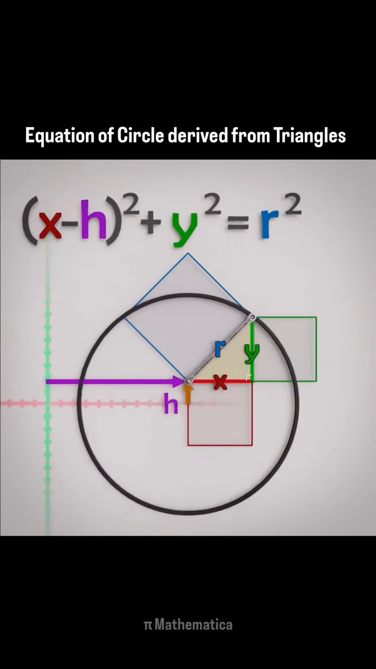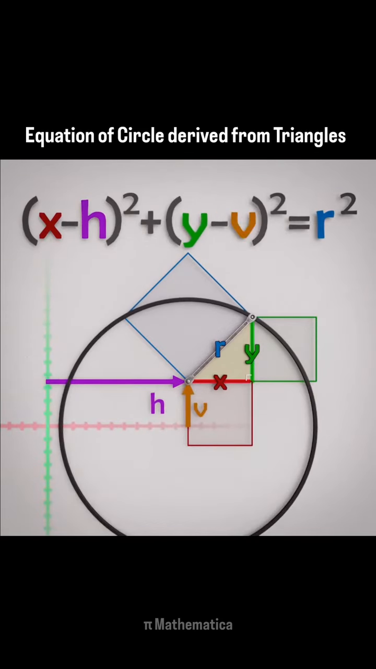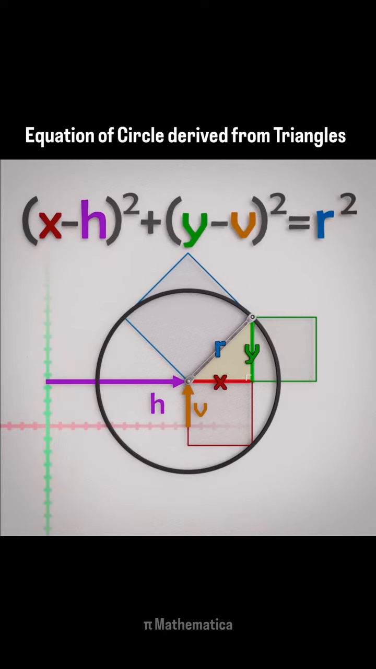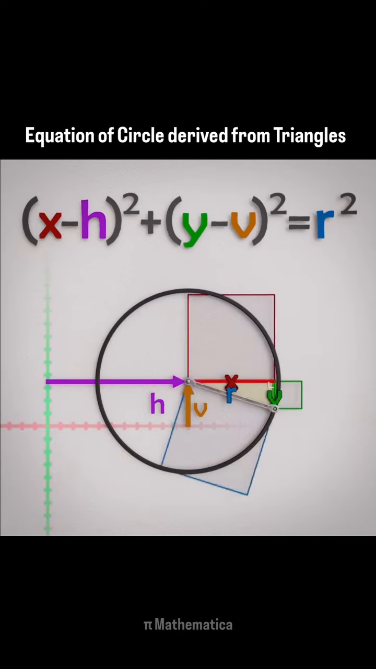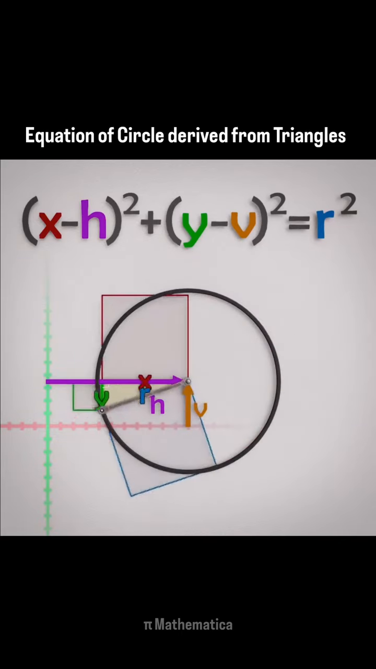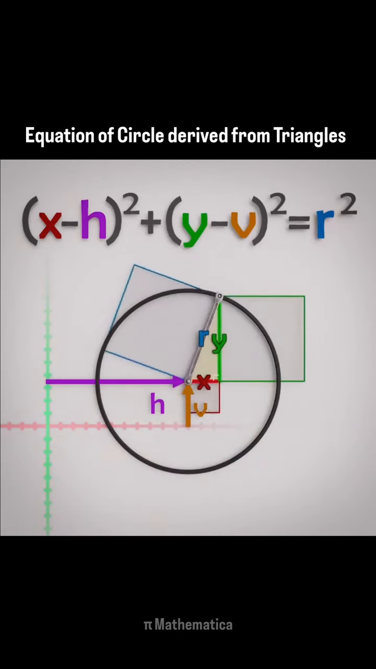So we have to subtract that offset amount from our x location to keep the relationship in balance. If we shift the center up vertically, we'd have to subtract that offset amount from our y location to maintain balance. When you see the formula for how to graph out a circle, remember that you're actually looking at a description for how to trace out a line with triangles using the Pythagorean theorem.